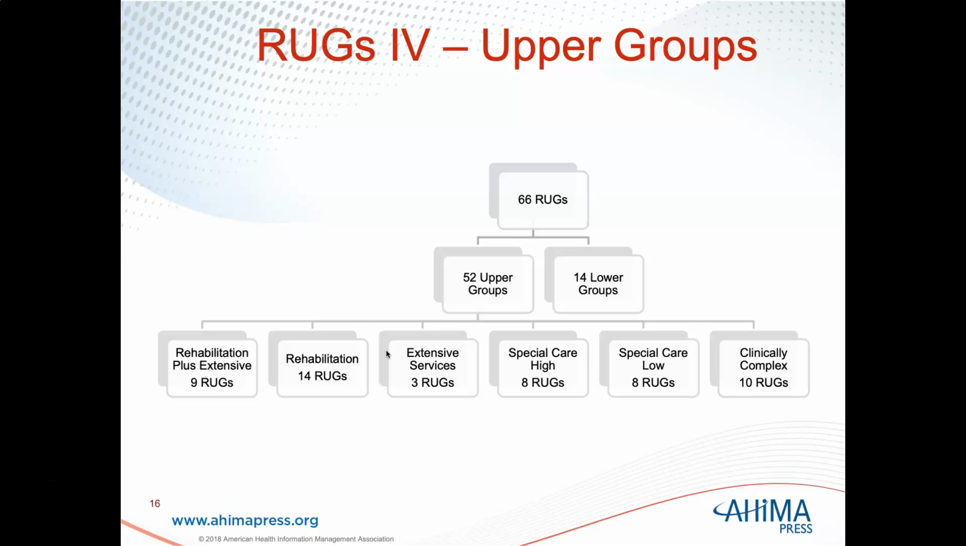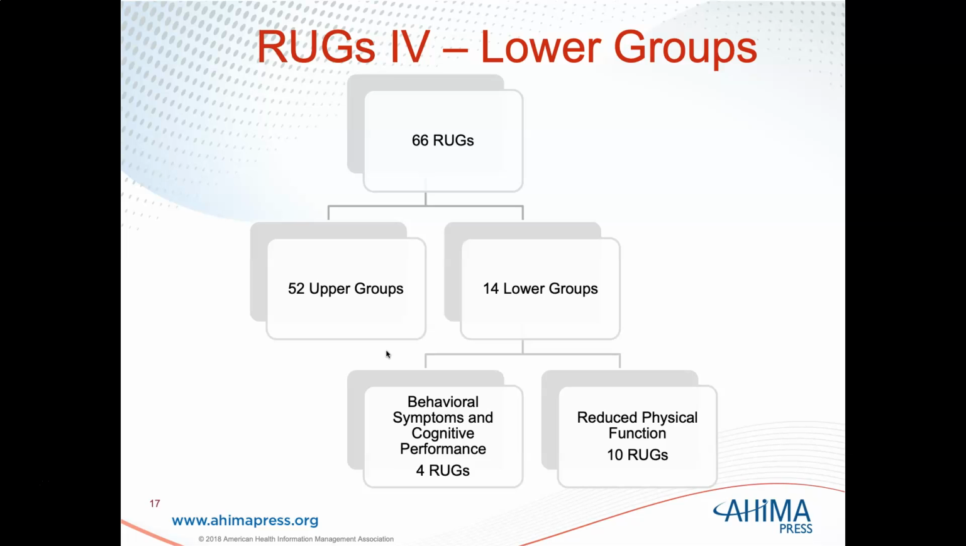So this is a visual here of the 66 and how they break down. When you look at the 52 upper groups, they're looking at the ones that involve rehab, extensive services, special care high, special care low, and clinically complex. This is sort of the DRG or MSDRG version for SNFs, except remember, this is all about resource consumption. This is all about how intense are the services that residents are receiving. And then this looks at the lower groups. This is more about reduced physical function or symptoms and cognitive performance, behavior, cognitive type issues.